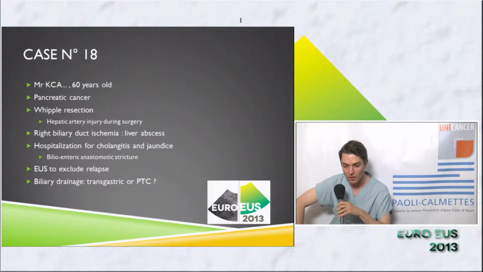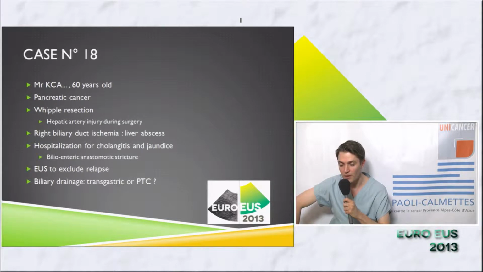So the next case is a patient 60 years old with a pancreatic cancer 1 year ago. He underwent Whipple resection with hepatic artery injury during surgery. Afterwards, right biliary duct ischemia with liver abscess. And now hospitalization for cholangitis and jaundice. Probably with a bilioenteric anastomotic stricture.